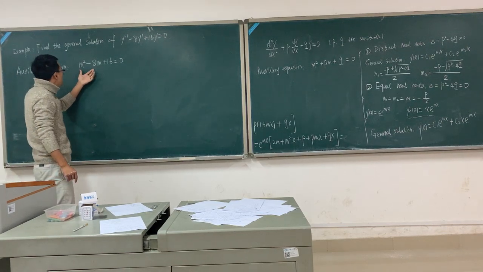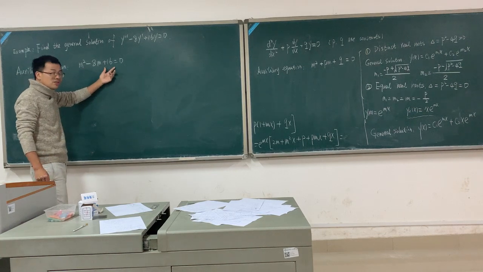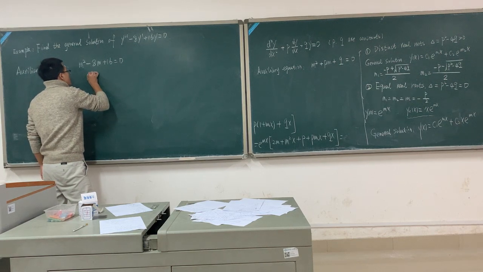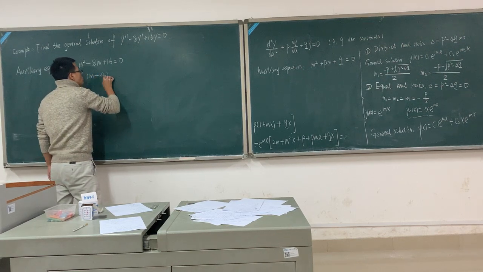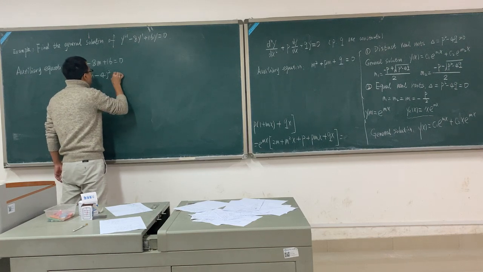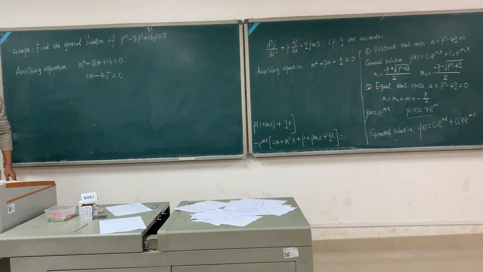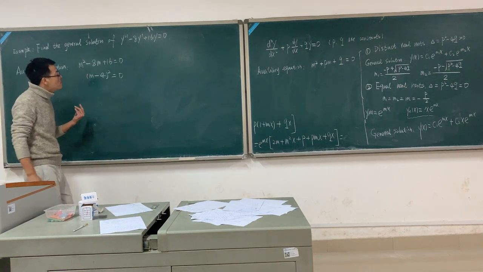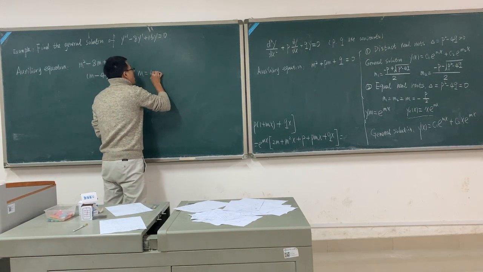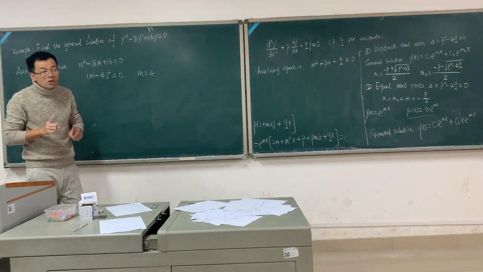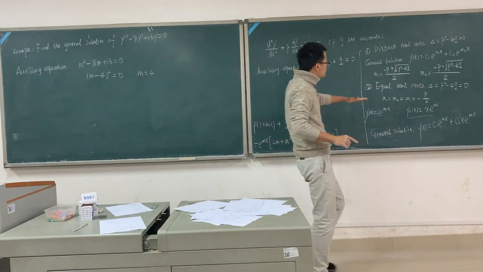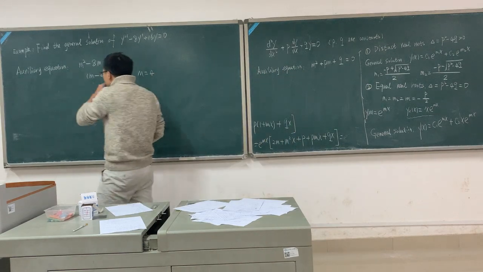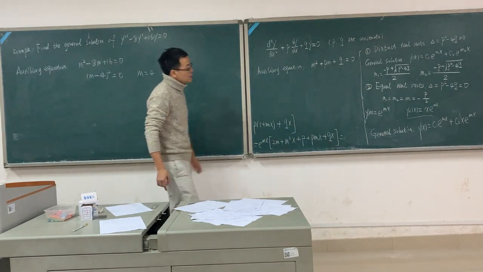We can rewrite m squared minus 8m plus 16 as m minus 4 squared equal to 0. So this tells us that m equals 4. So here we have equal real roots. So from here we know that we use this result.